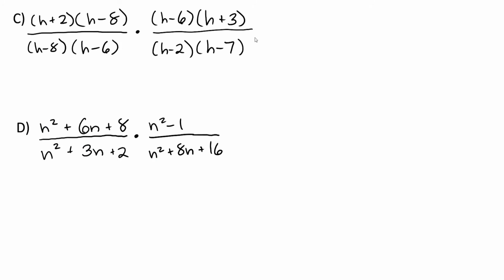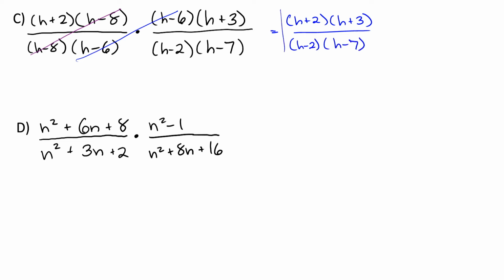Now let's look at some more examples. For C, everything is already factored for us. We'll start by looking for any common factors. Here we have a common factor of h minus 8 that we can divide out. We have a common factor of h minus 6 that we can divide out. And that's it. So we multiply, we end up with h plus 2 times h plus 3 over h minus 2 times h minus 7. And that's it. We cannot simplify this anymore.